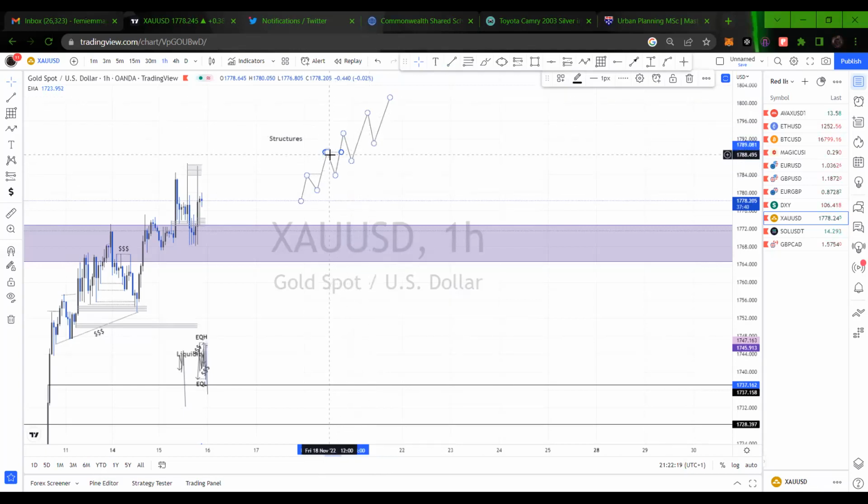If it did not break this structure above, there will be no pullback to calculate with Fibonacci. It needs to have broken that structure for it to be able to calculate a pullback.